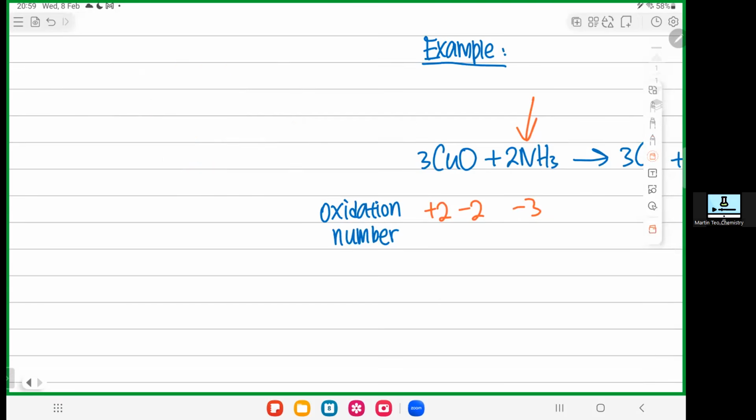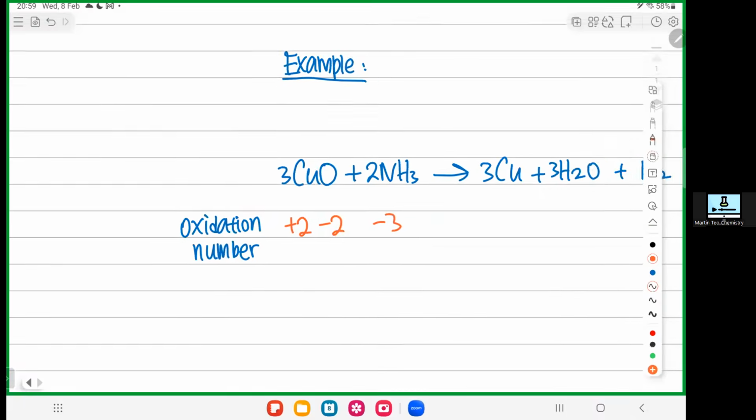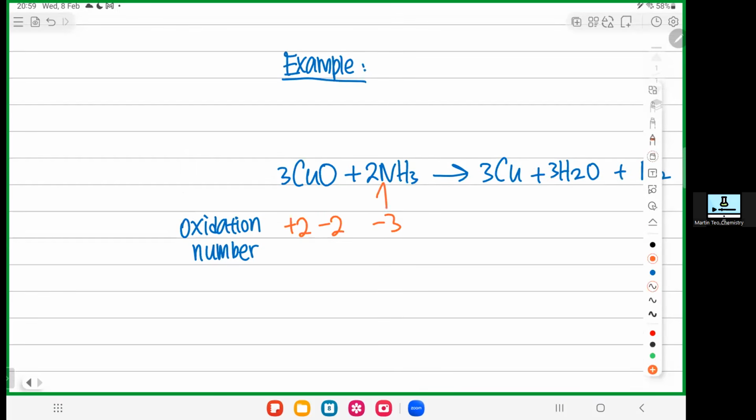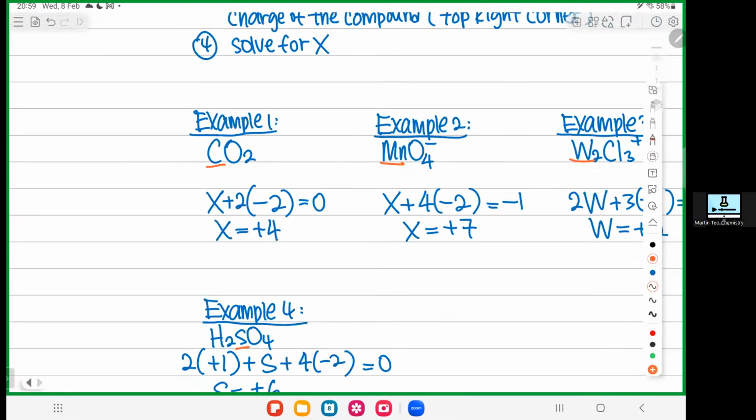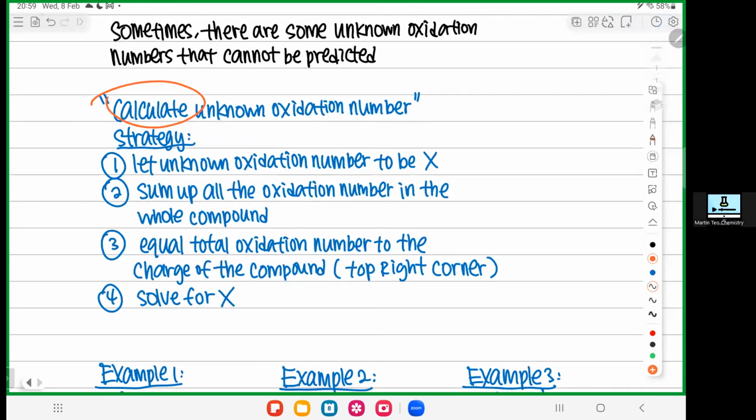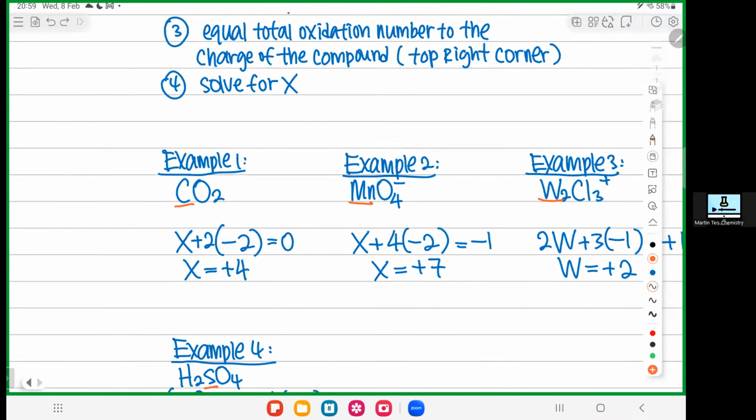All right. So guys, can you let me know in the chat box, are you okay with how I get -3 for the nitrogen? Is it okay? So this is why we need to learn the X method just now. This is why we want to calculate, because sometimes there is some oxidation number that we cannot get using the 4 rules. So anything that we cannot get using the 4 rules, we need to do the calculation. So everything combines together.